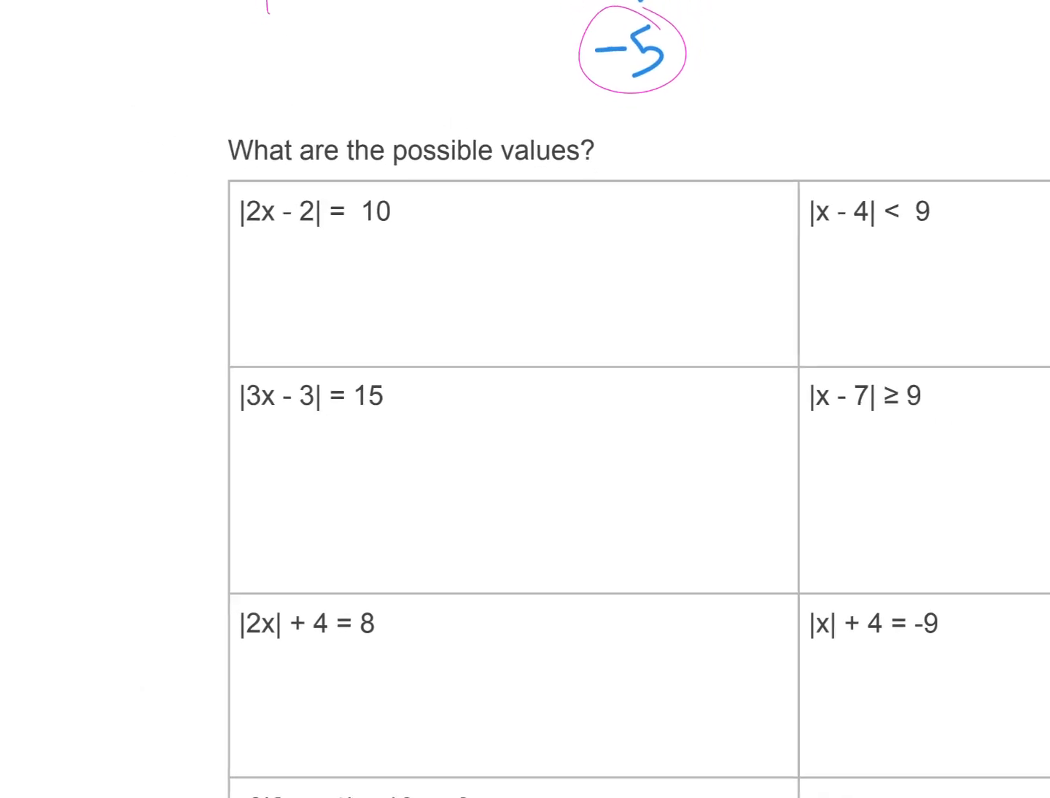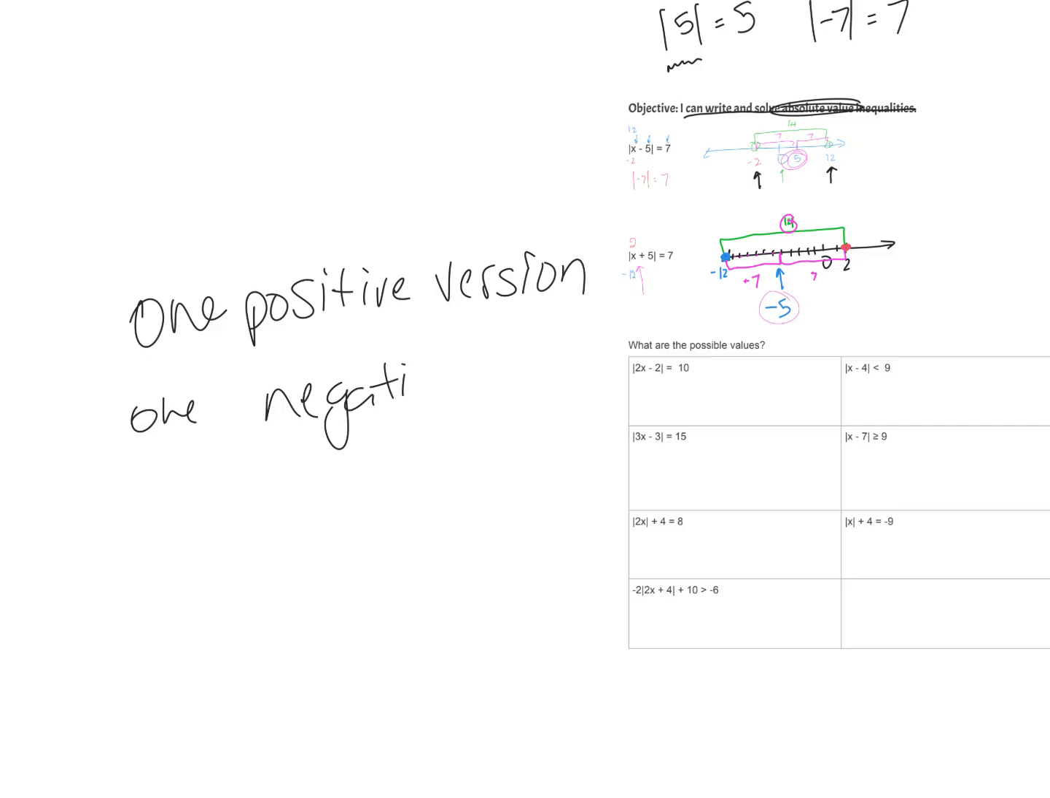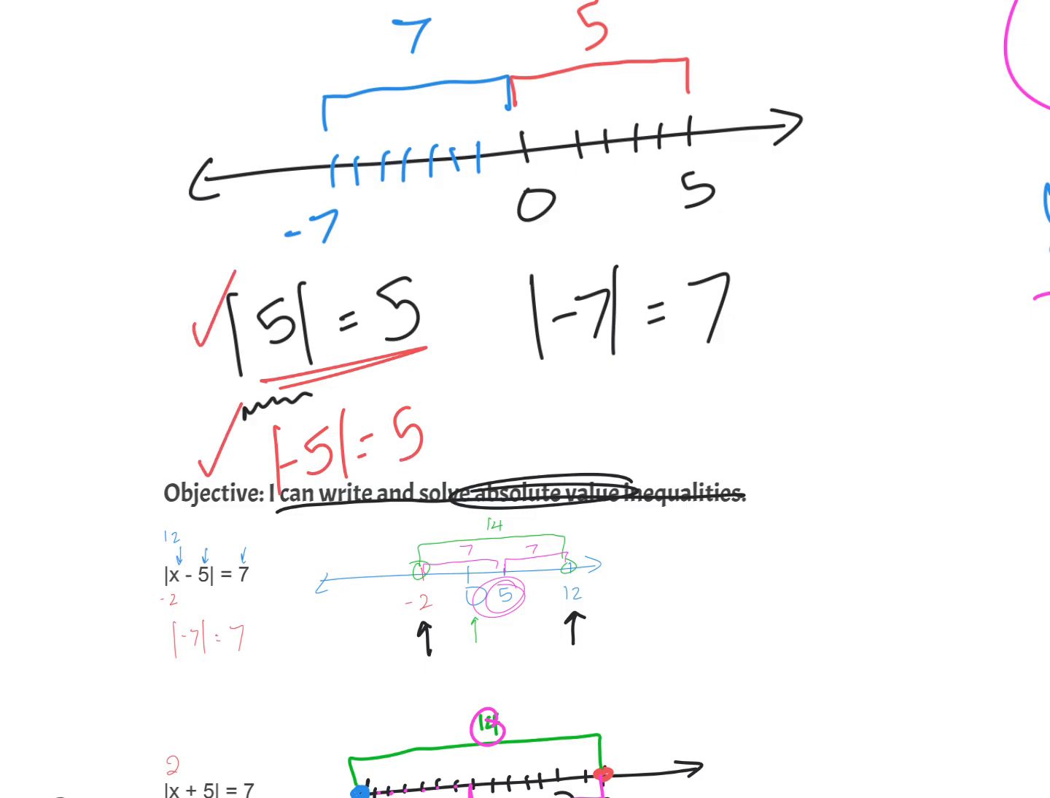Now, I'm going to go ahead and just tell you the method. You're going to have one positive version and one negative version. Okay? And if you're like, what does that mean? Well, kind of like this, what's one? The absolute value of 5 is 5, but the absolute value of -5 is 5. So it's like you could say that's the positive and this is the negative, right?